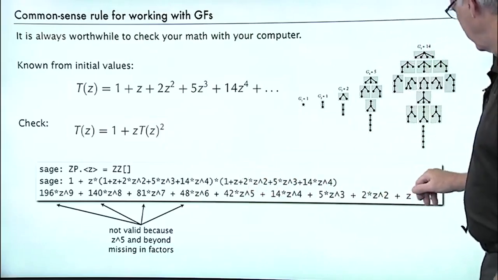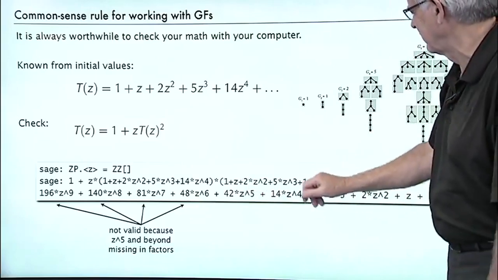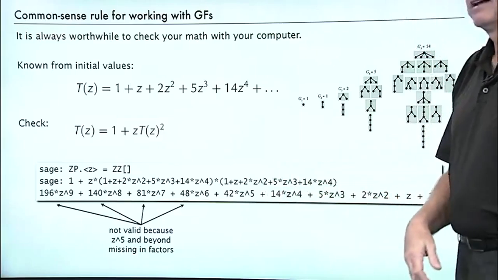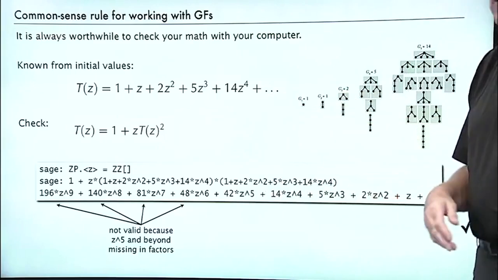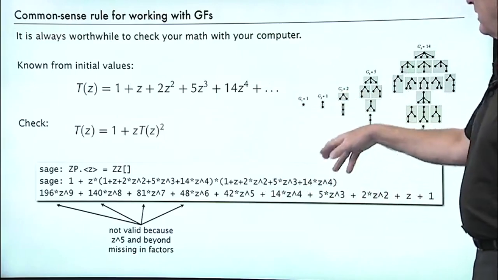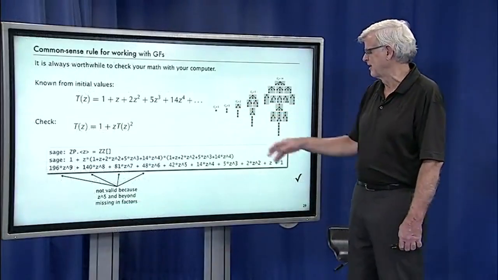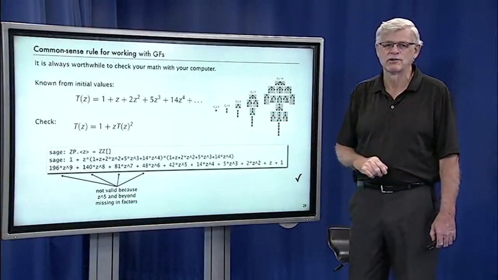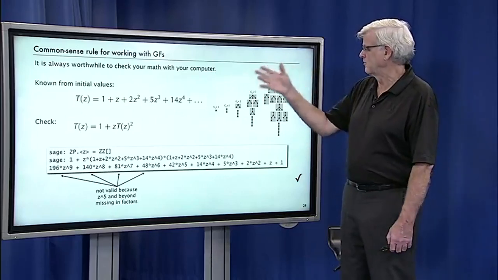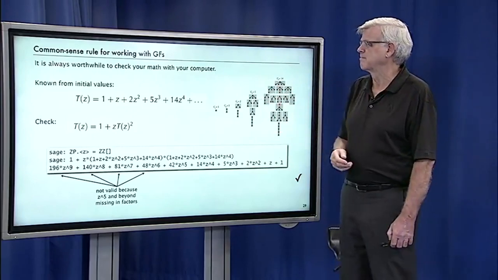If you multiply them out, you get 1 plus z plus 2z squared plus 5z cubed plus 4z fourth, and so forth. Now after a while the terms are no good because we didn't take these terms far enough, but still that gives confidence, and actually you can bootstrap this to get more terms, but it gives confidence that we've got the right equation. So that's just checking your math with the computer even when it's symbolic.